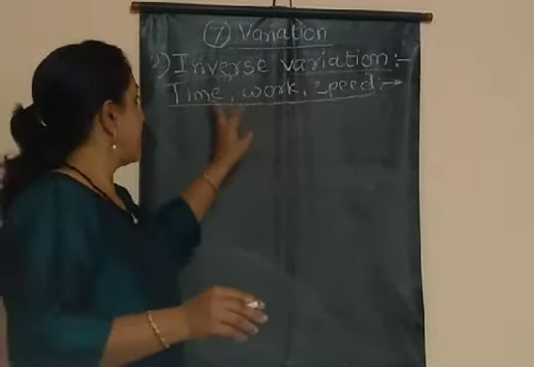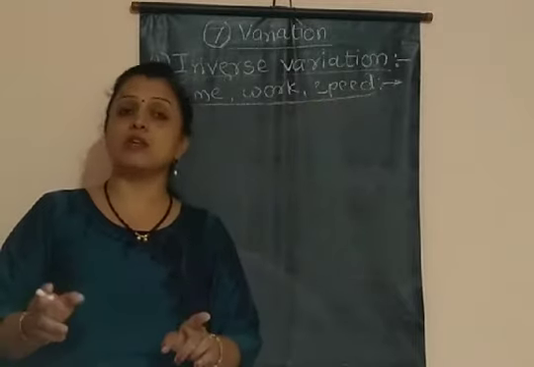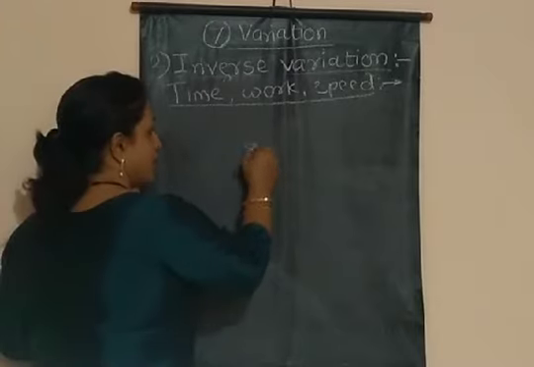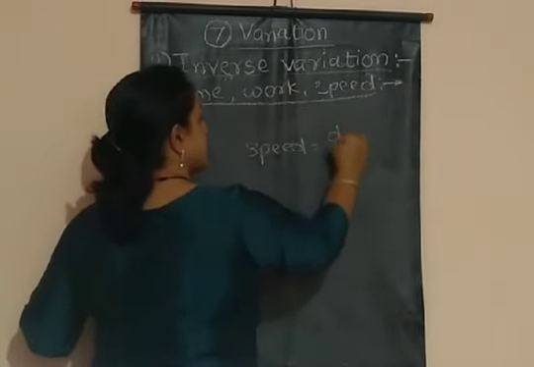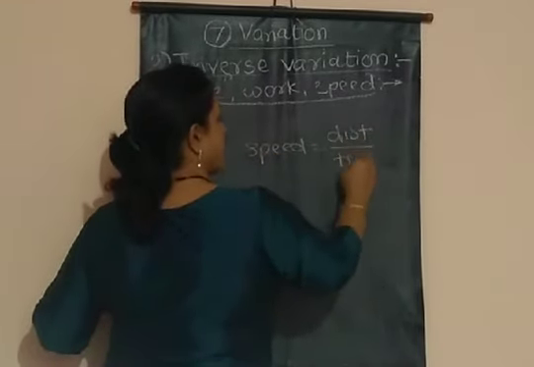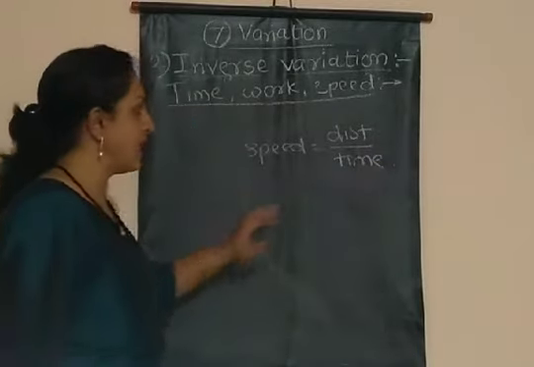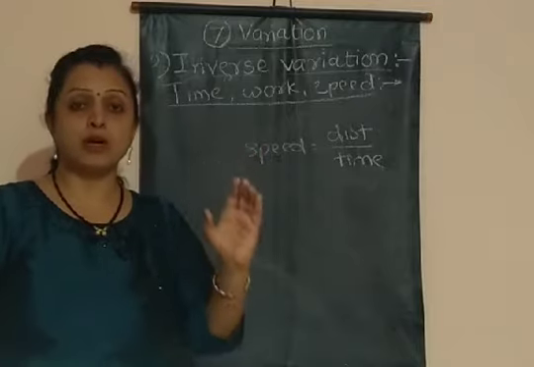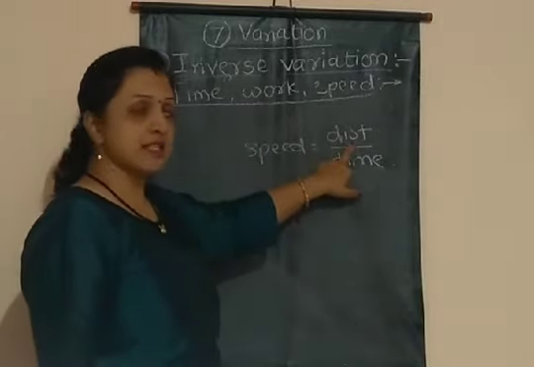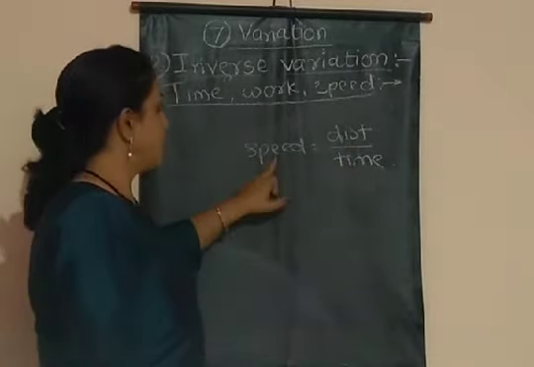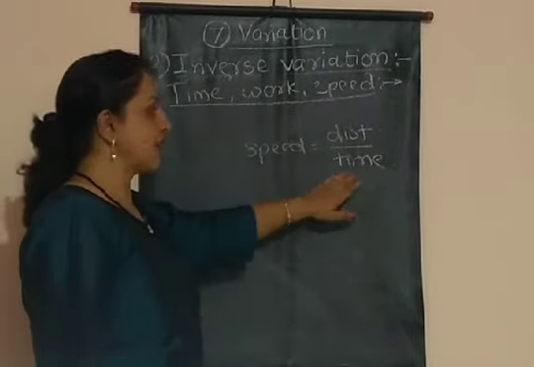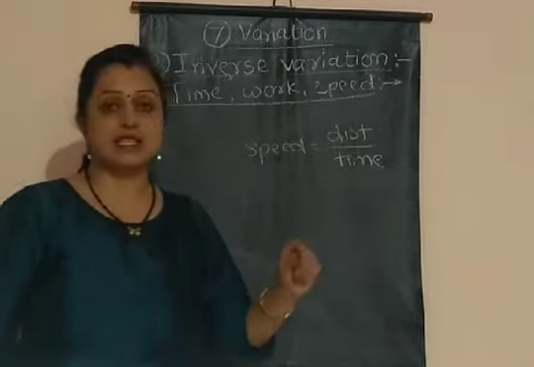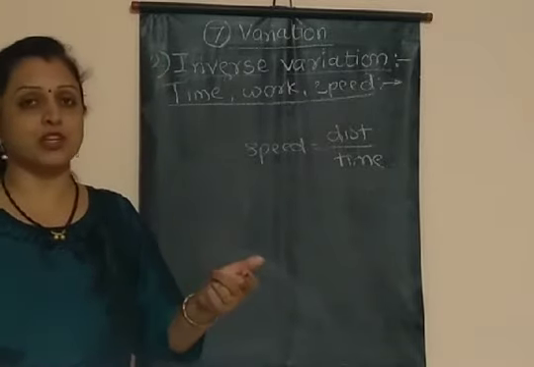It means time and speed are also inversely proportional to each other, because what is the formula for speed? Speed is equal to distance upon time. In this formula you can see that if we take the distance constant, meaning we have to cover a particular distance, then speed is at the numerator and time is at the denominator. Therefore, speed and time are inversely proportional to each other.